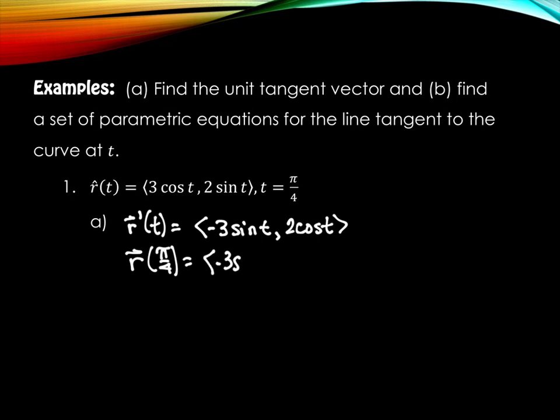So negative 3 sine pi over 4 and 2 cosine of pi over 4. And what is the sine and the cosine of pi over 4? Square root 2 over 2. So this first one is negative 3 square root 2 over 2. And then the second one would actually just be square root 2.